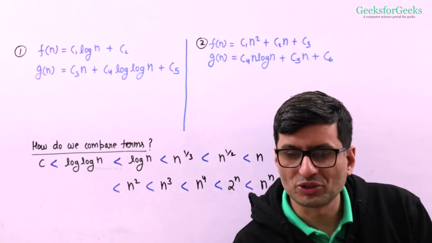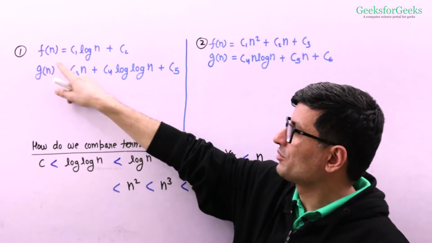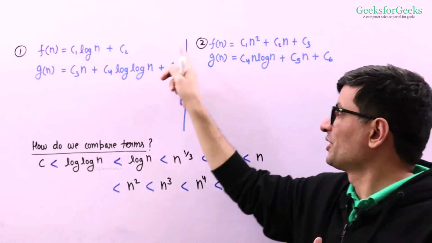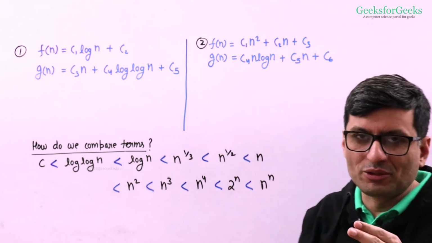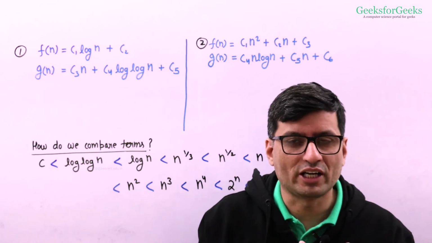Here are exercise questions for you. Please take a closer look at both of these questions. Question 1 has two functions f(n) and g(n). Question 2 also has two functions. You need to find out orders of growth of both the functions, and you need to tell which one is having higher order of growth.